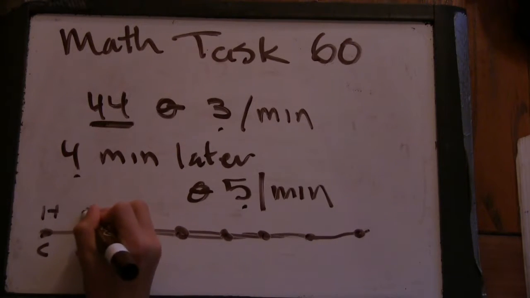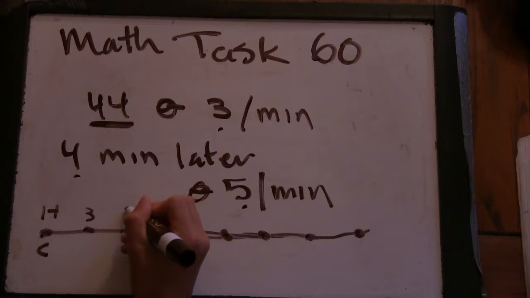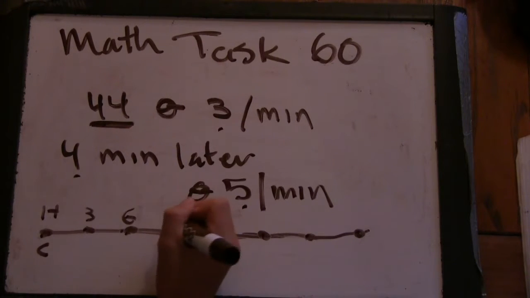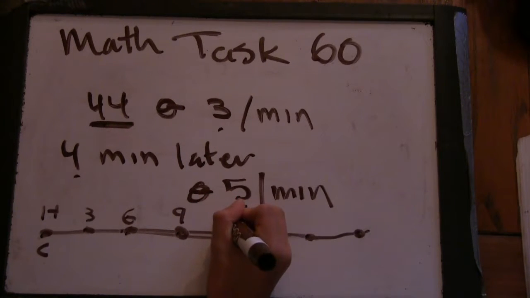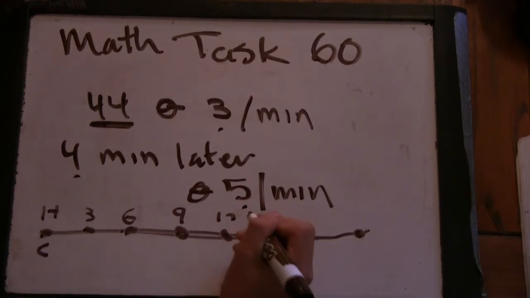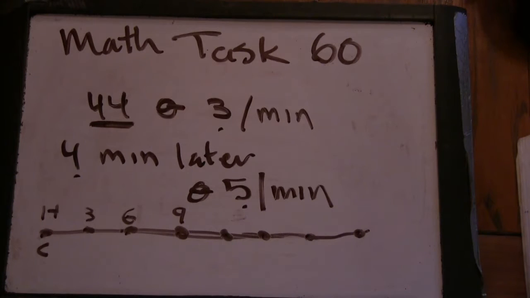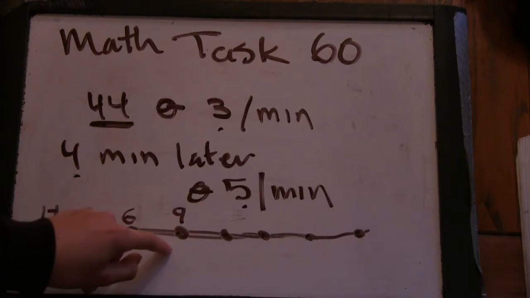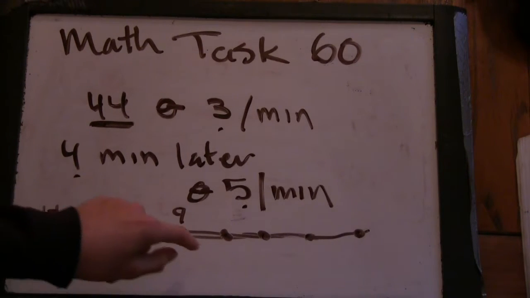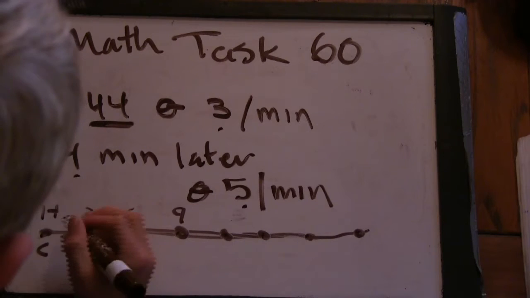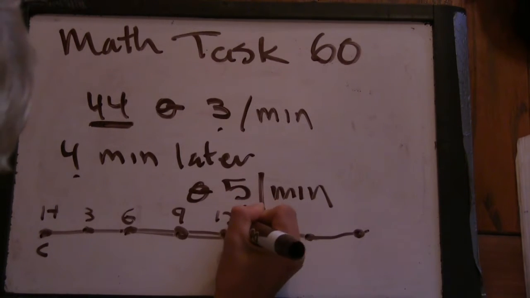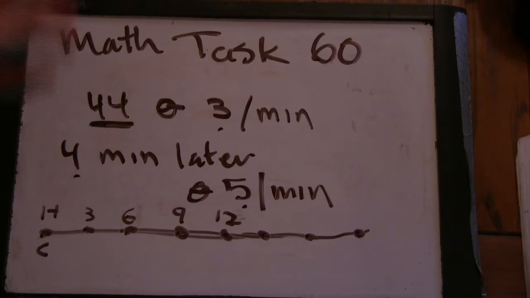So at the end of the first minute, he peels 3. Then he's peeled 6, and he's peeled 9 at the end of the third minute. At the end of the fourth minute, let's see. This is the end of the third minute, and then does Christian join him now? Then they have 12 at the end of the fourth minute, so peeled, yeah.